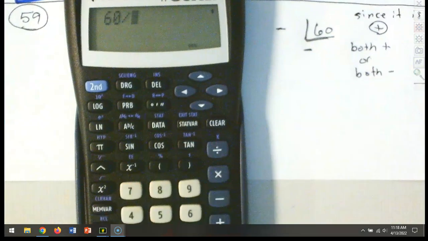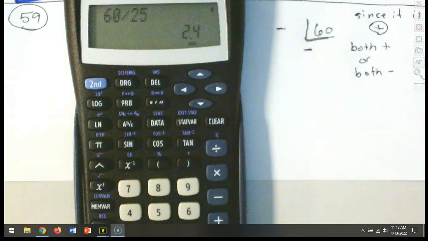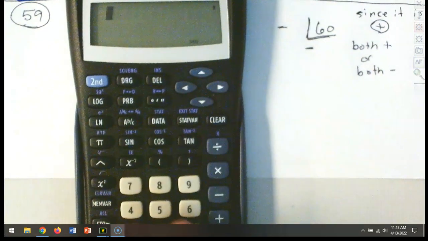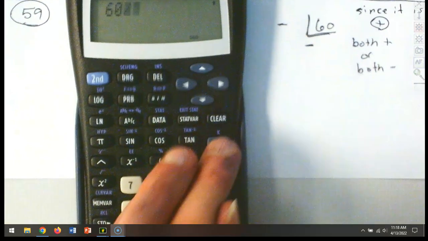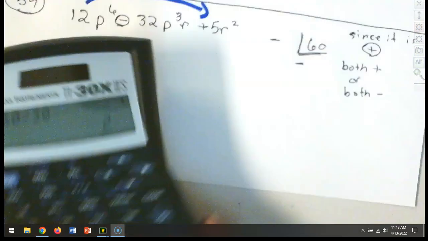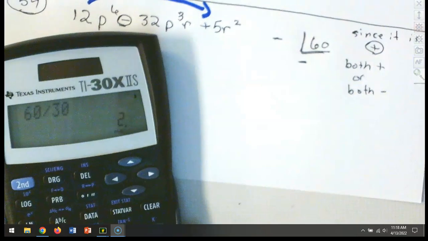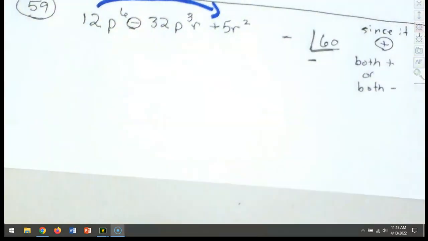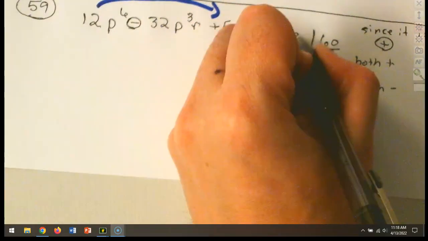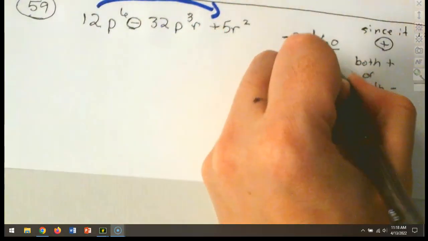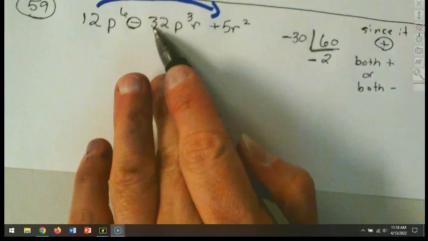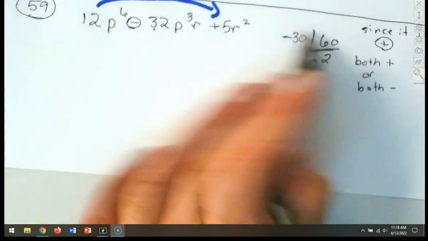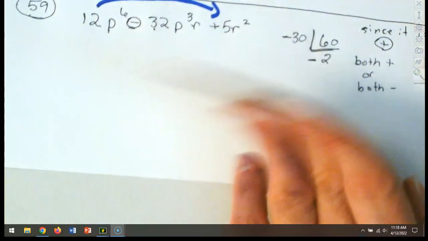Okay, let's try 25, won't go in there, right? But what about 30? 30 and what? 2. Does that give me the 32 when I add them together? Yep. Okay, so what are my two numbers? 30 and 2. They're both negative. Why? Because my middle's negative, right? And these are positive. That 60 is positive, so they're the same.